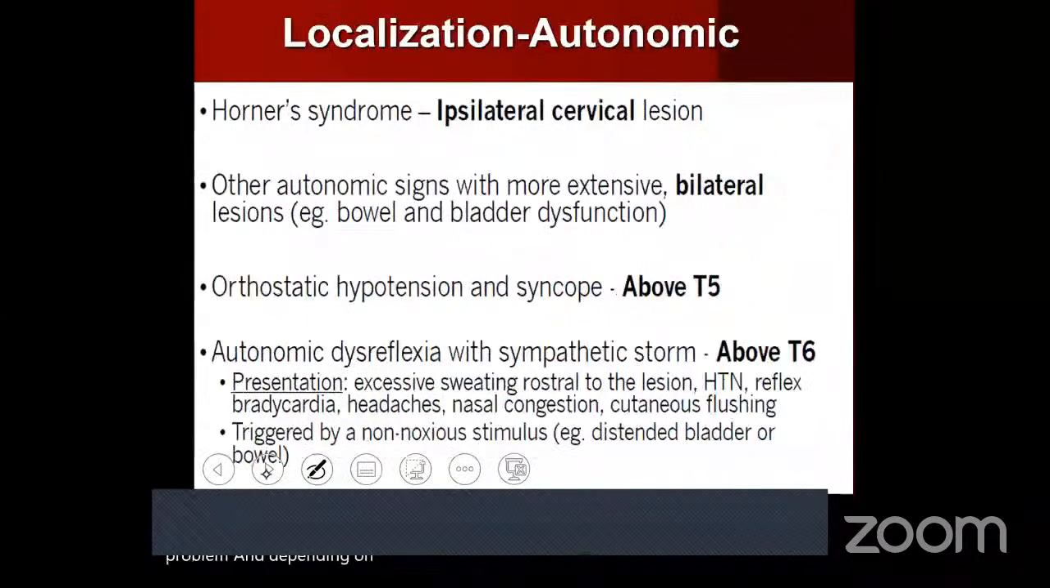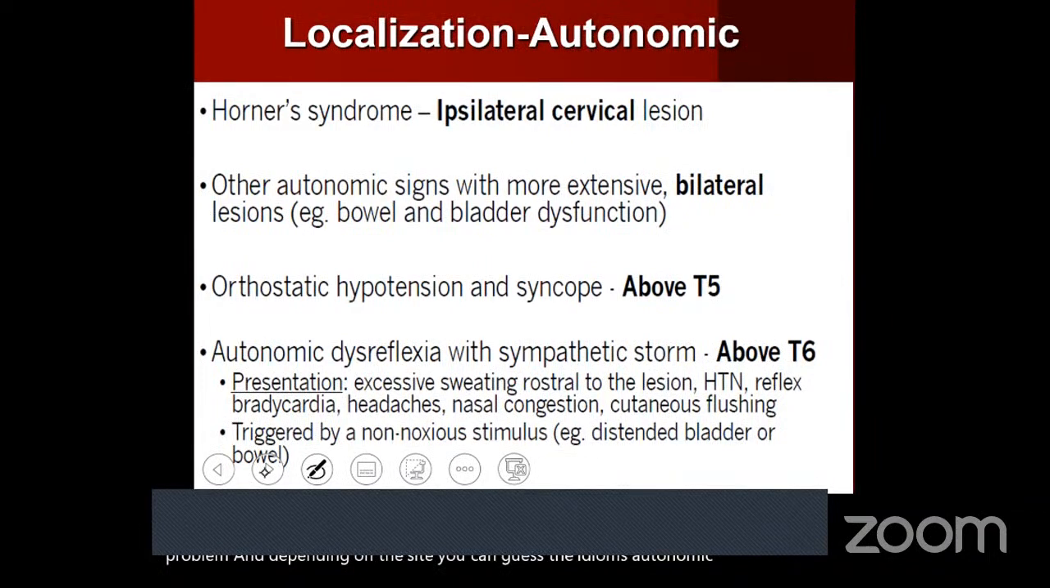Autonomic signs also: with an ipsilateral cervical lesion, you have Horner syndrome. Other autonomic signs with more extensive bilateral lesions, bowel and bladder dysfunction, can happen. Orthostatic hypotension and syncope are seen if the problem is above T5. Autonomic dysreflexia with sympathetic storm in traumas, usually above T6: excessive sweating rostral to the lesion, hypertension, reflex bradycardia, headaches, nasal congestion, cutaneous flushing, triggered by a non-noxious stimulus, distended bladder or bowel.